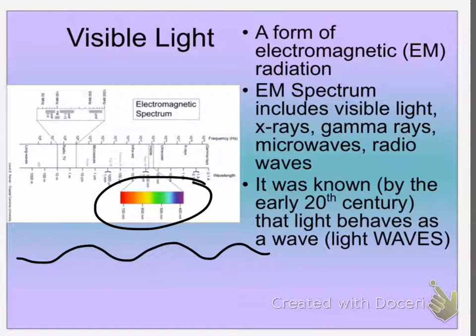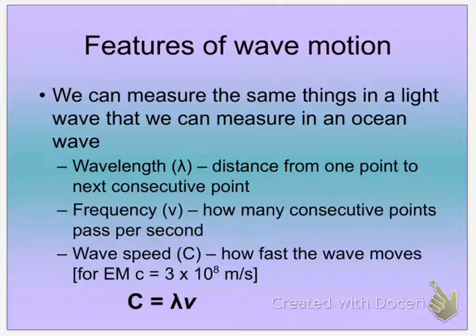And like any other kind of wave, there are things about waves that we can measure. So the things that we can measure in a light wave are the same as we can measure in any wave: wavelength, frequency, and wave speed. Note that this is C. I feel like I've seen that somewhere before.